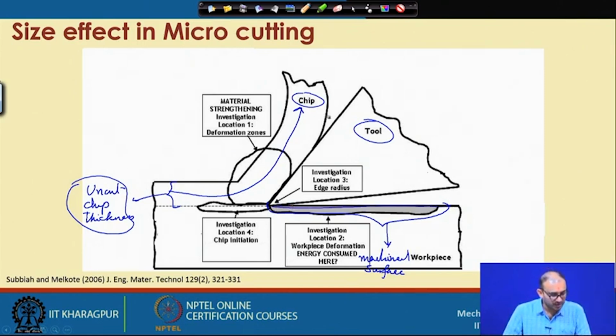But what is important to understand here is that this is at the normal scale that we are discussing. Now if you reduce the size of the cutting tool, consider that this one is a very big cutting tool with a cutting edge radius around 1 millimeter, or maybe 500 micron or 100 micron. But if you continue doing machining at a micro scale, then this size will be very small. So let us see the different locations to which we have to pay more attention, so that we can get some useful information in terms of machining at micro scale.